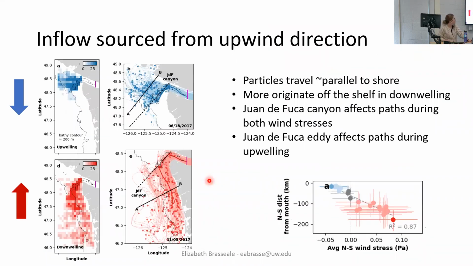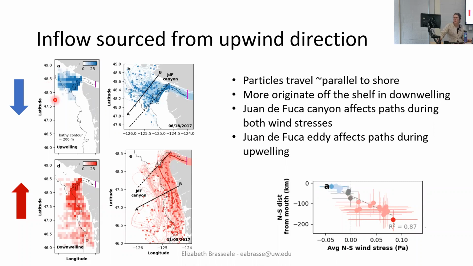Our first hypothesis was that inflow would come from the upwind direction in general. We had all these different releases that sampled different wind stresses. Each of these dots represents the mean wind stress, and I sorted them into which ones were during upwelling or northerly winds versus southerly winds. I colored them by that, and if they were really close to zero, I just left them gray.